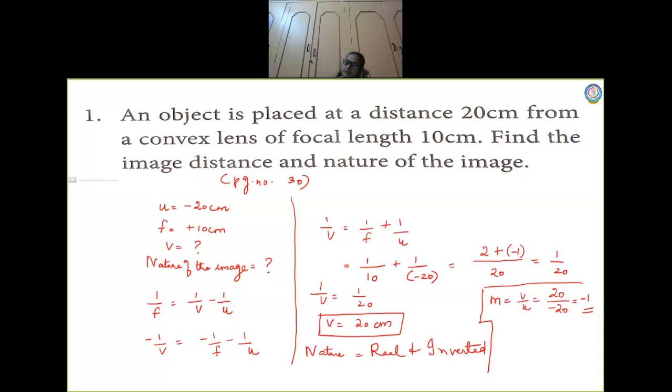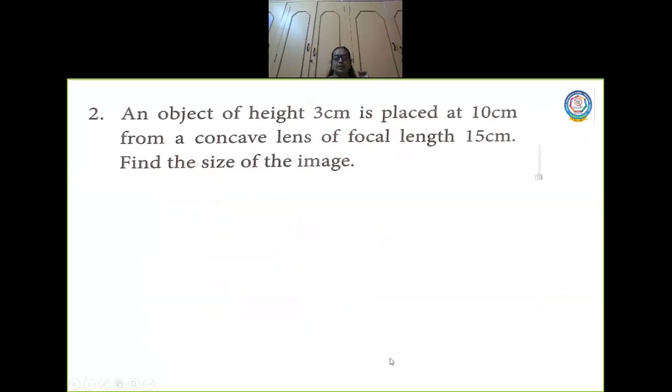Is it clear? You understood how the sums go on? So first I have found out the value of v, then I have found out the nature of the image. Since v is positive, the image formed is a real and inverted image. Clear? Okay, the next sum. Again, this sum is there on page number 30. Second sum.